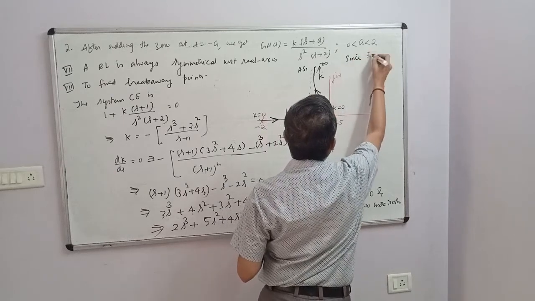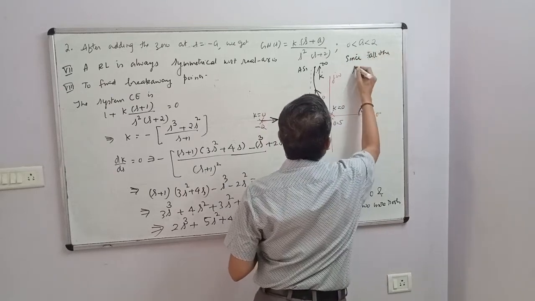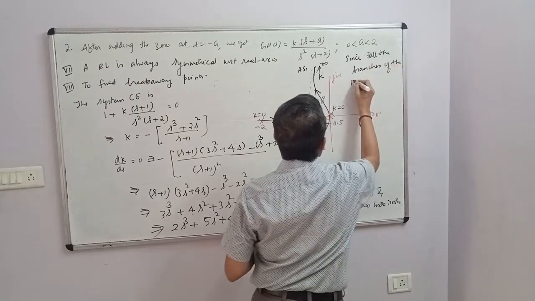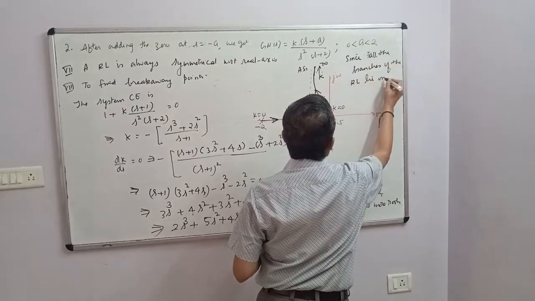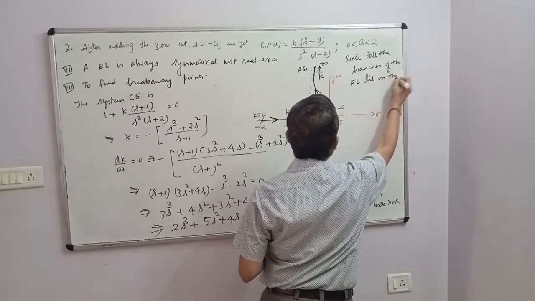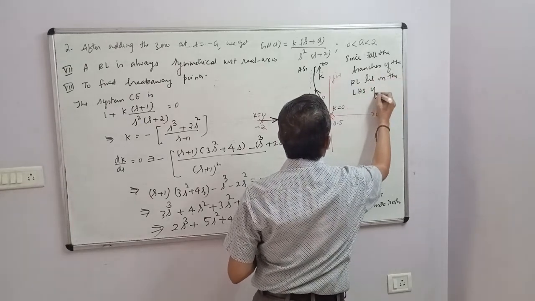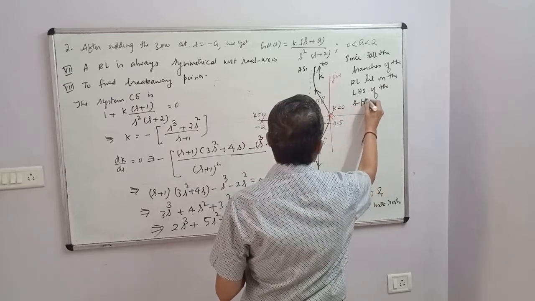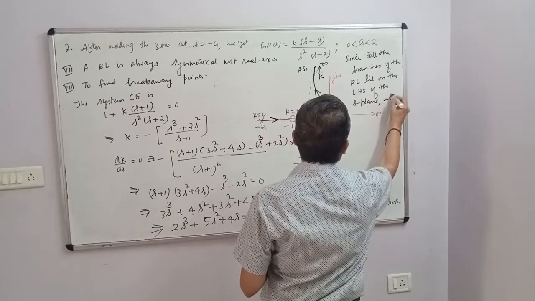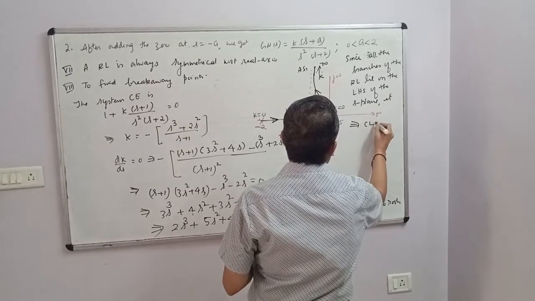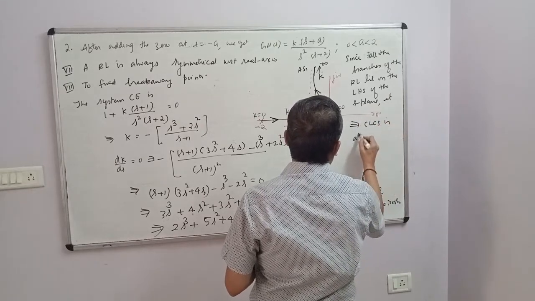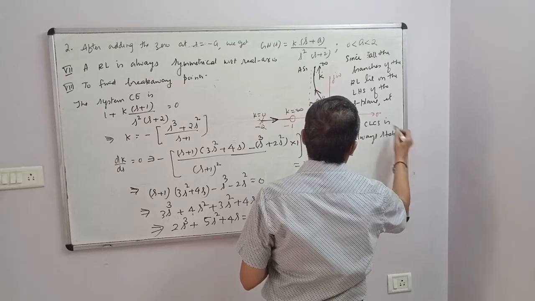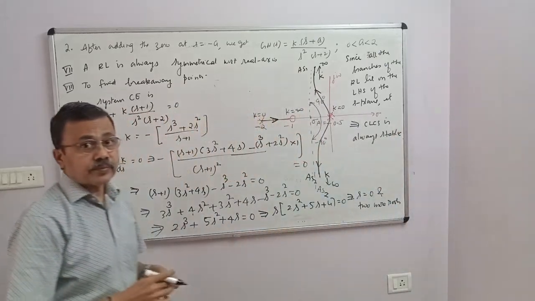Since all the branches of the root locus lie on the LHS of the s plane, it implies the closed loop control system is always stable, an absolutely stable system. This is the end of the solution.